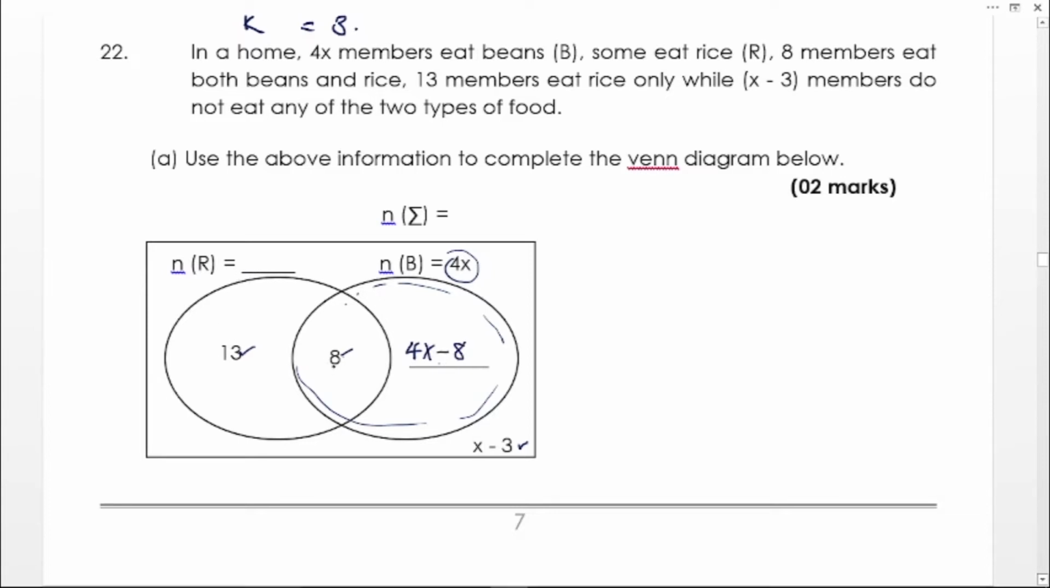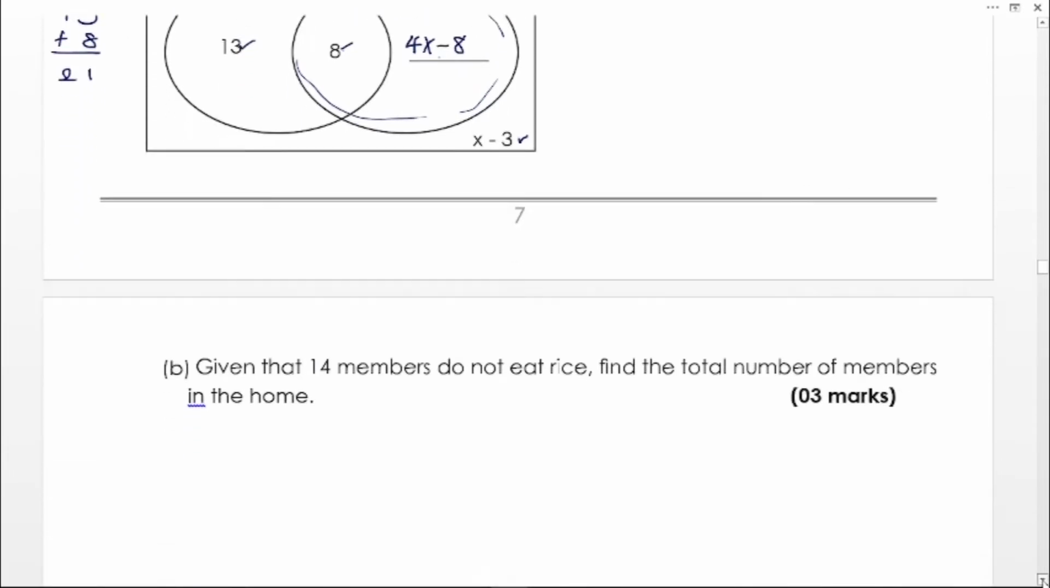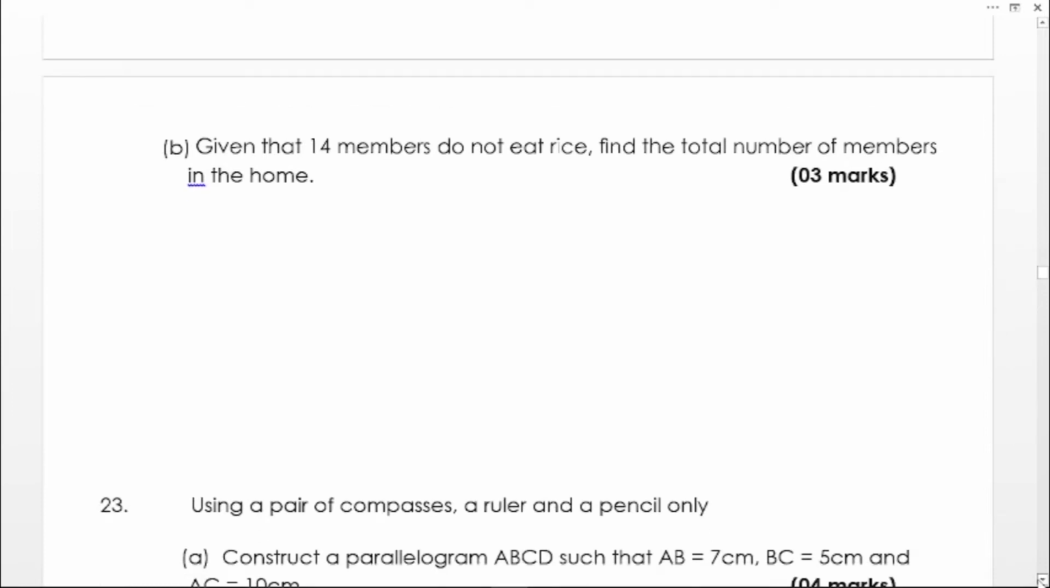So when I get 8 plus 13, I'm going to get the total number of those who eat rice. So now we are going to have 13 and then 8. So when we add here 8, 9, 10 and 11, we are getting 21 members. So we have finished. Dear examiner sir, we have given you the answers. Give us our marks. Number 2, part B.